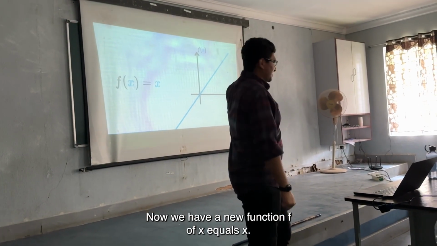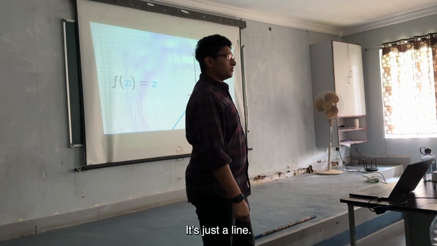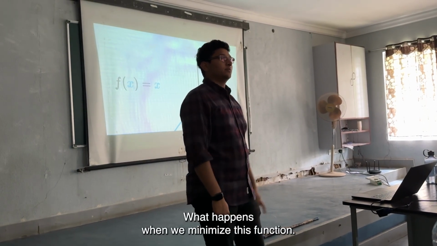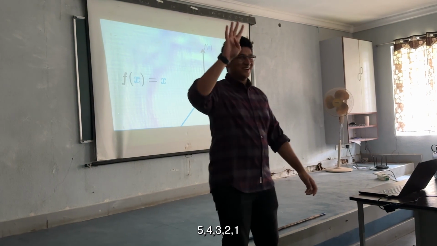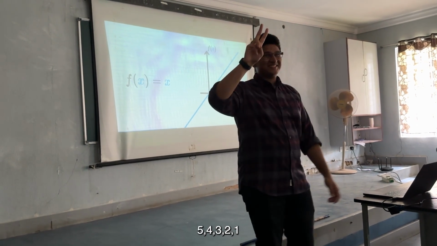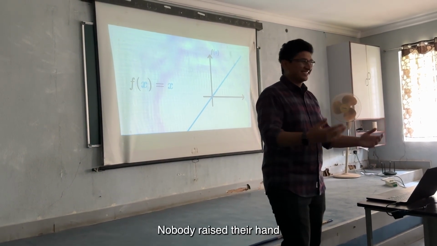f of x equals x. It's just a line. So what happens when we minimize this function? You see with the magnitudes: 5, 4, 3, 2, 1. Nobody raised their hand. I don't know.